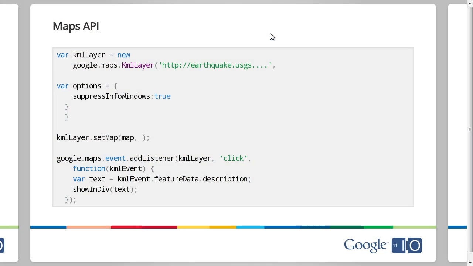And then here I'm adding an event listener to the KML layer on the click that takes the text from the KML feature. So when I click on it, it is able to capture that feature data, get the description, and then shove it into a div. So that's just a very simple explanation of what was happening before and why it wasn't showing up as an info window, it was showing up on this side.